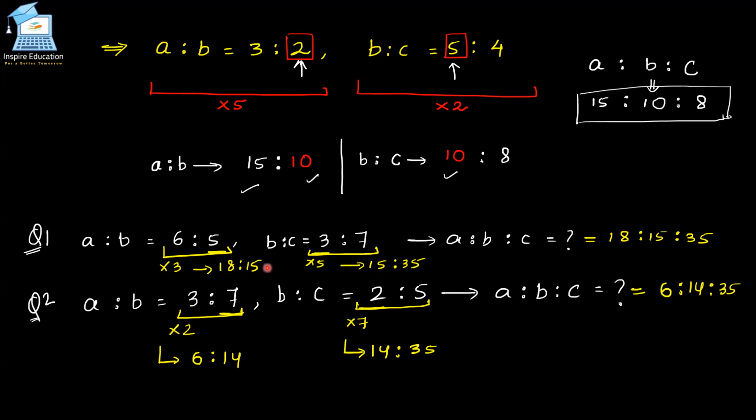Now we will combine it simply, very easily. A is 18, B is 15 over here also and over here also. So B is 15 and C is 35. Done. So this is the whole procedure. Understood, sir. Thank you, sir. Yes, sir.